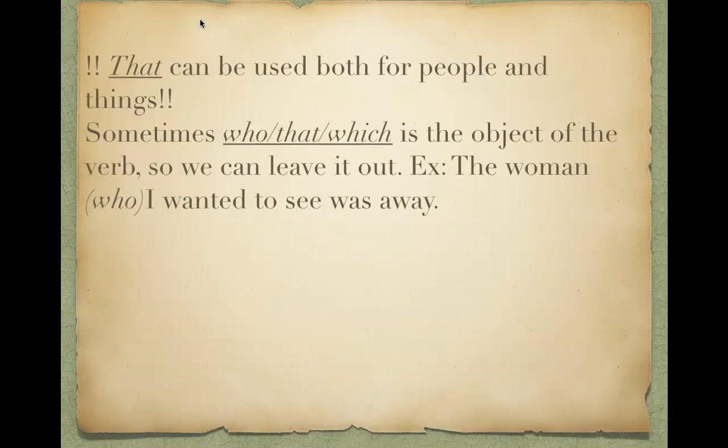Keep in mind that the relative pronoun that can be used both for people and things, so you can replace the relative pronouns who and which with that. Sometimes who, that, and which is the object of the verb, so we can leave it out and omit it. For example, I can say both the woman who I wanted to see was away or the woman I wanted to see was away.